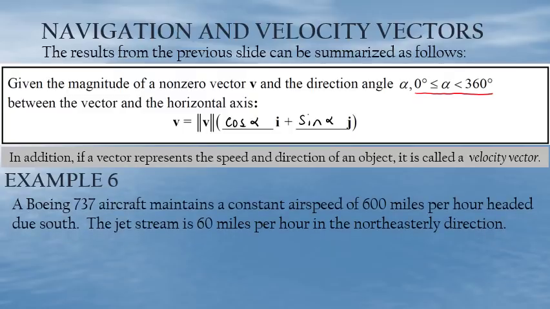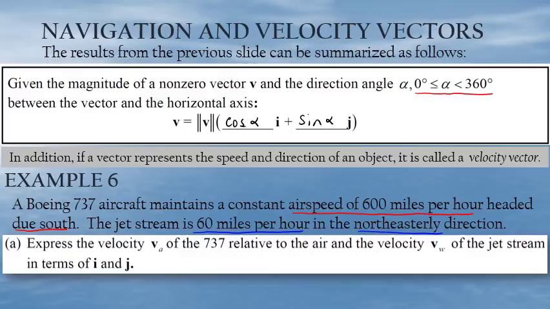A Boeing 737 aircraft maintains a constant airspeed of 600 miles per hour headed due south. The jet stream is 60 miles per hour in the northeasterly direction. So let's just make sure we understand the two pieces of information here. We've got the aircraft with an airspeed of 600 miles per hour, and it's going south. And then we have the jet stream, which is 60 miles per hour, and that's going northeasterly. That's like the wind.